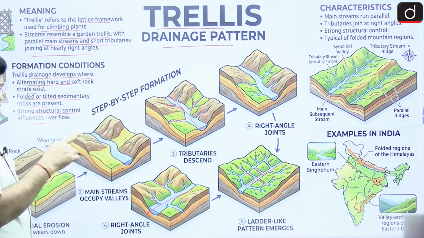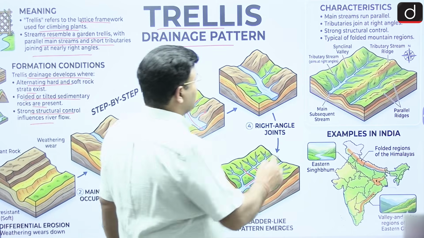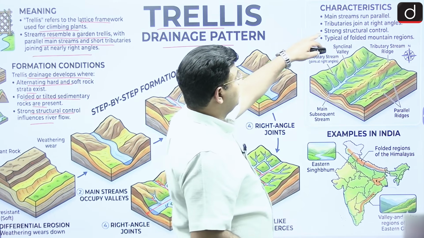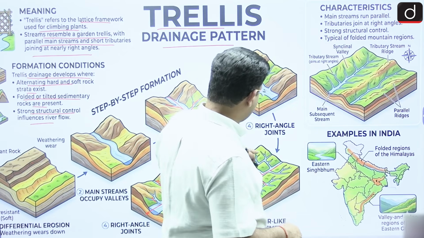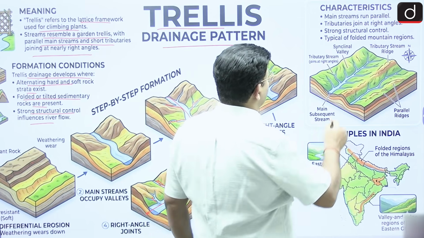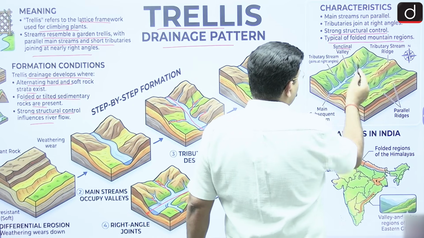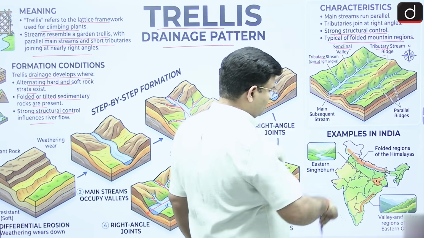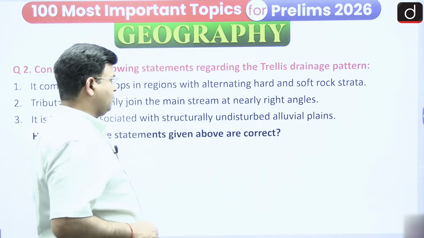Dendritic has no structural control, but this has strong structural control, as we have seen. The main tributaries run parallel first, and then join at right angles, running parallel and finally meeting the main river at right angles. It is the strongest structural control, typically in folded mountain regions. With a synclinal valley, the tributary streams join at right angles. For these reasons, along the Eastern Ghats and some folded regions of the Himalaya, we can see the trellis drainage pattern.